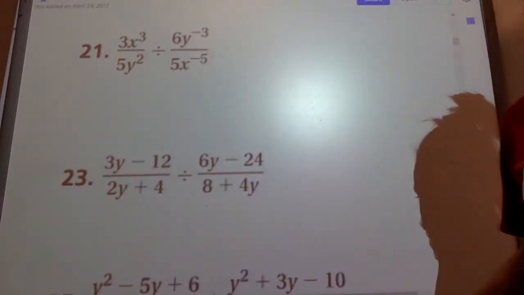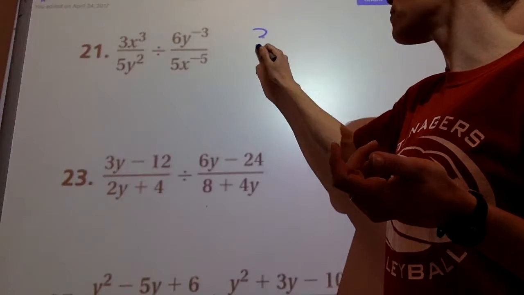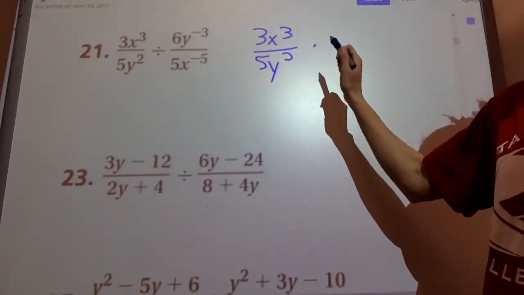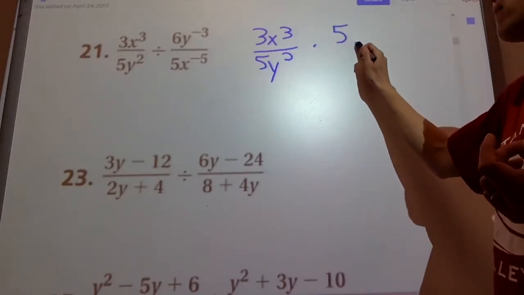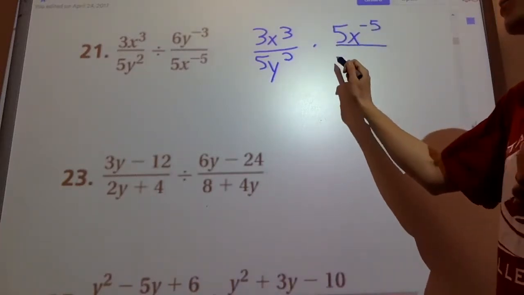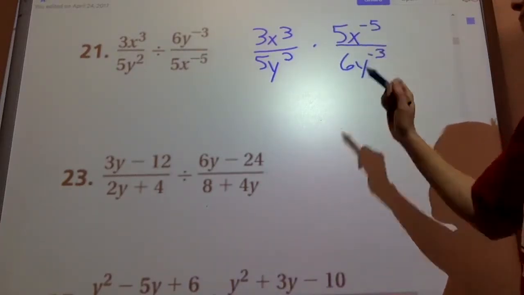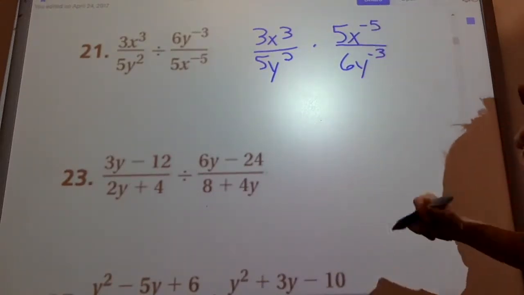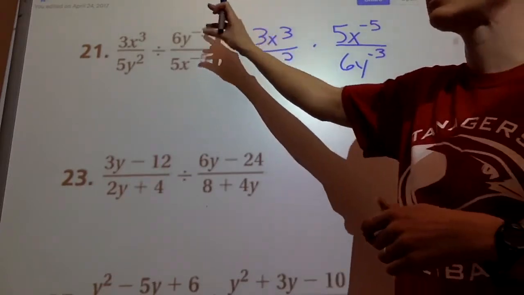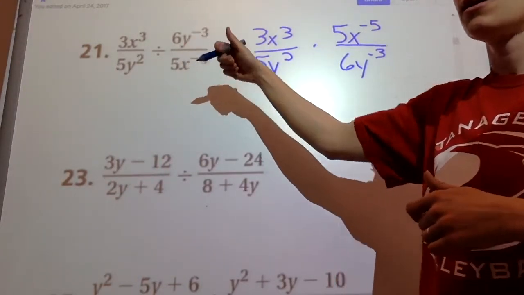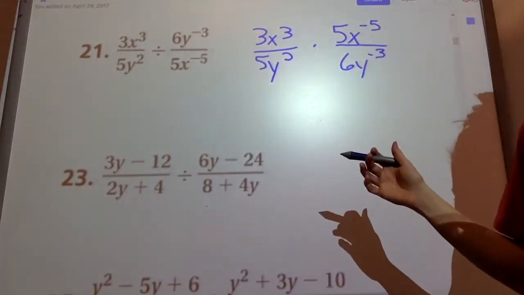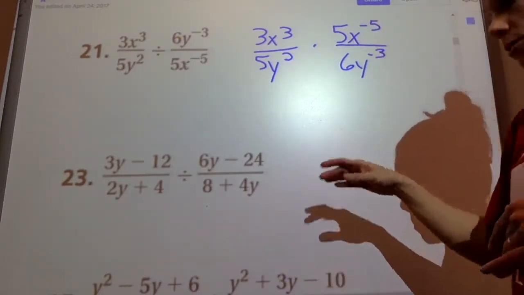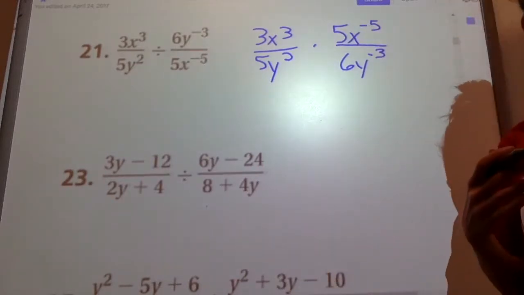We just have to add a step where I'm going to have 3x cubed over 5y squared, and it's going to become times 5x to the negative 5 over 6y to the negative 3. See how you just flip it? You've always flipped the second one. It's always the second one you're flipping. Then, this is where I was about 2 minutes ago. There is no adding and subtracting, so we are actually going to multiply these together.